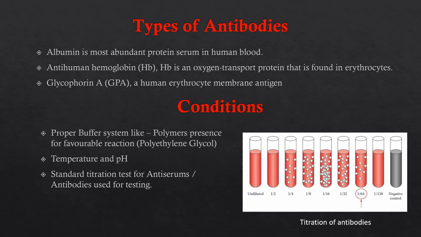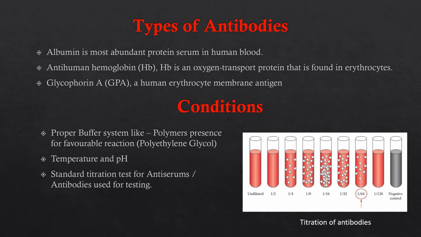Then temperature and pH also play a very important role, and the ionic condition of the various components present in the sample also plays an important role. If there is more ionic radii, then the particular reaction will be very low and there will be very little concentration. So it is irrespective. Then we can see standard titration tests for antiserum and antibodies used for testing.